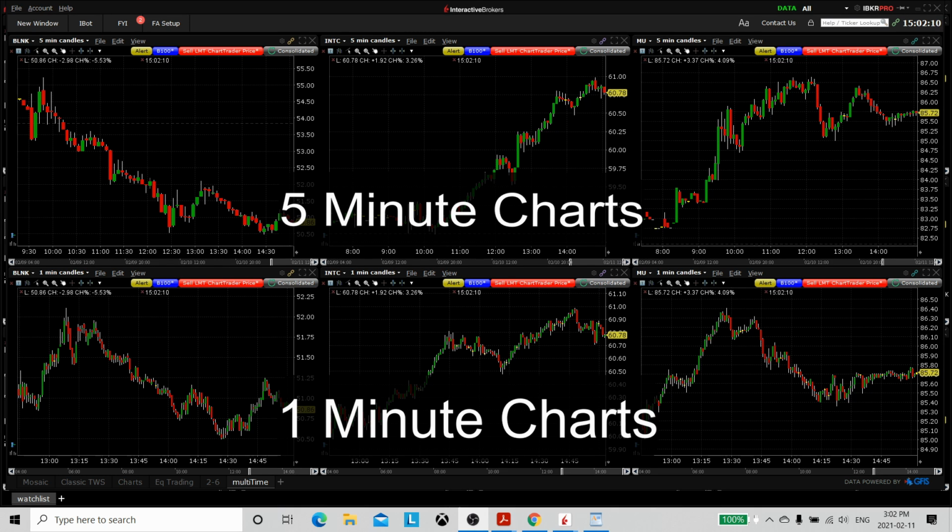So I'm using Trader Workstation, which is provided for free by Interactive Brokers, but other platforms such as Dash Trader Pro or Sterling should all come with this capability. And if yours doesn't, then you may want to consider changing to a different broker.